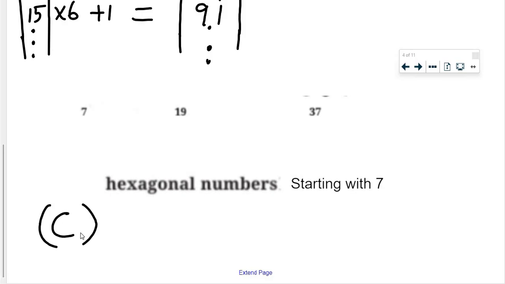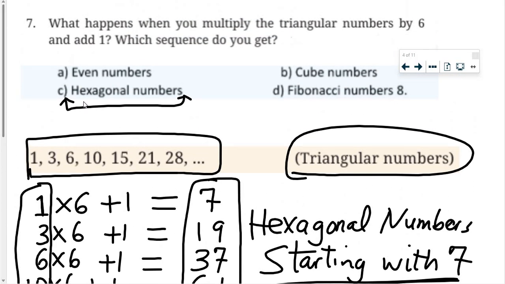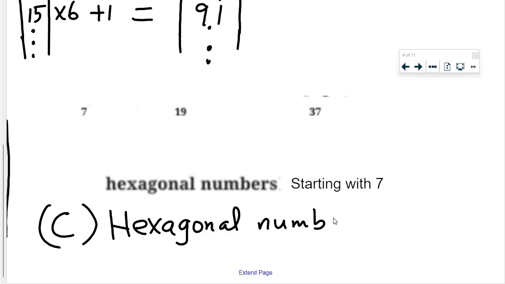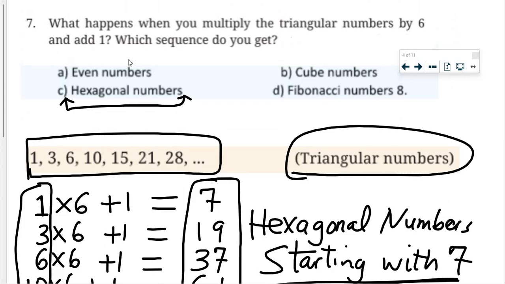Option C. In front of that option, you write the sentence for it, which is hexagonal numbers. Option C, hexagonal numbers. Now, can you explain this? Multiply a triangular number by 6 and add 1. Can you explain how we get hexagonal numbers?